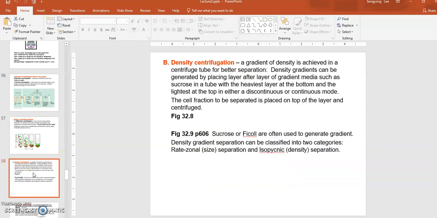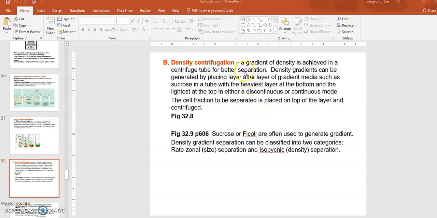Okay, and density centrifugation is a way of separating out your molecules based on their density. When you do that, you need to create a gradient of density in your centrifugation bottle. By adding heavy dense materials like sucrose or Ficoll, you can create layers of sucrose or Ficoll solution, maybe 20%, 10%, 5%, 2%. You create different layers of densities, and then your sample will be added somewhere, and then you centrifuge.